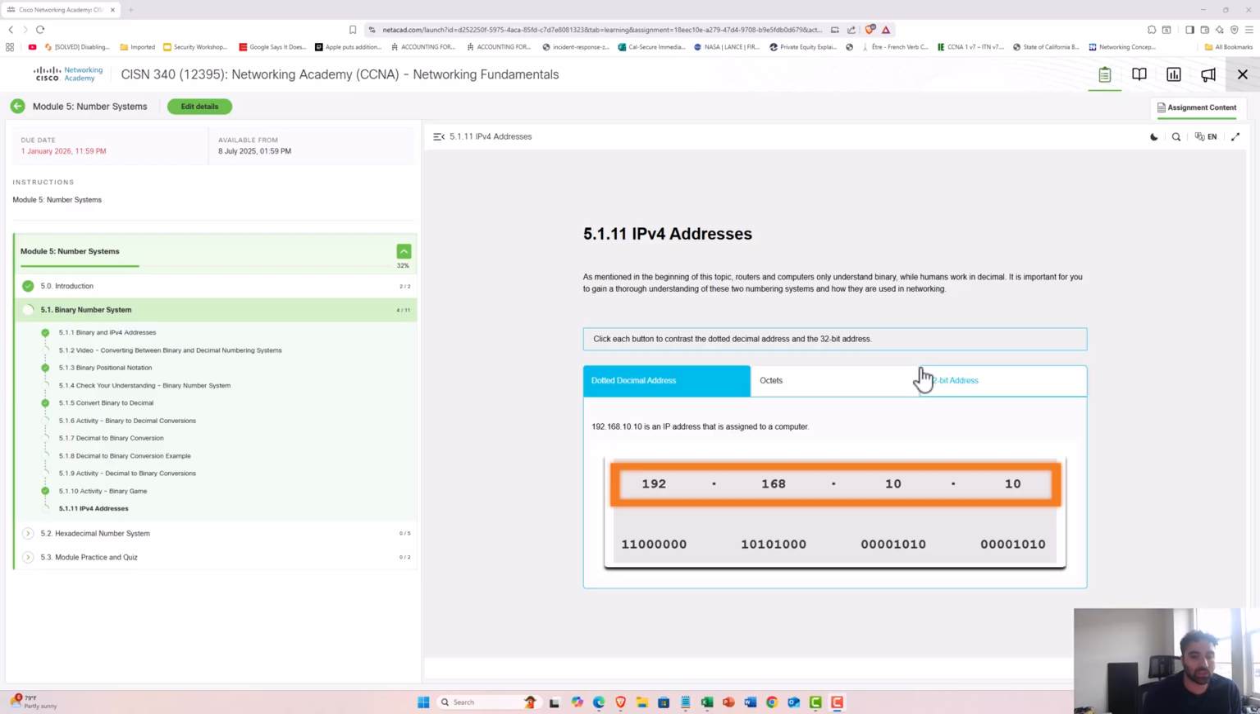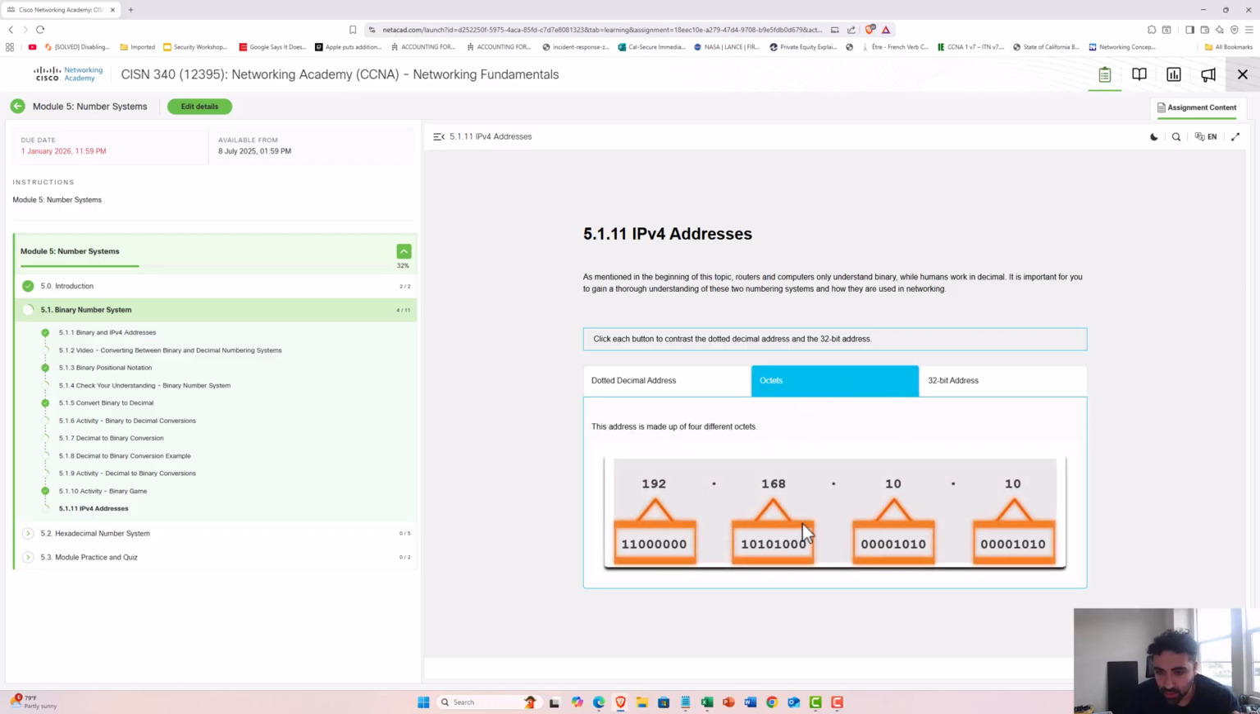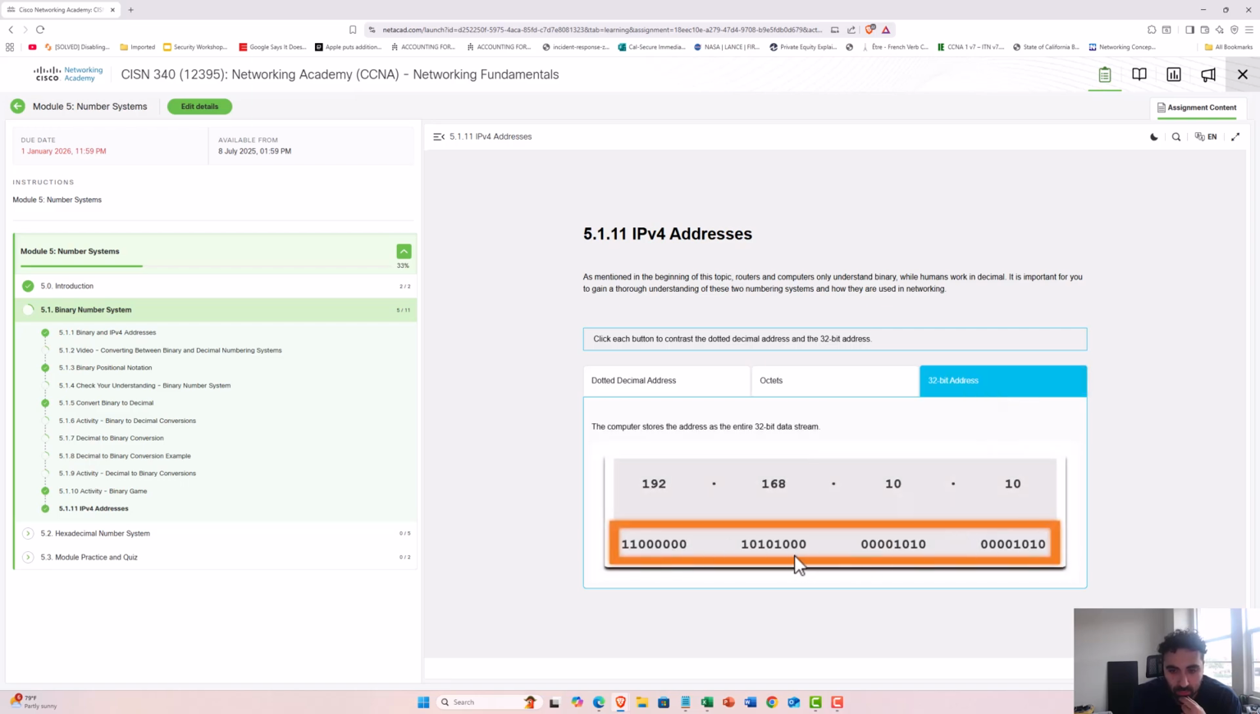Now, let's see how this relates back to binary and IPv4 addresses. Remember how I said that every IPv4 address is 4 octets, 32 bits? So what we see as an IPv4 address is the decimal version, right? We see 4 numbers separated by dots. So 192.168.10.10. If we convert that into 4 different octets and we write them in binary, you'll see that the actual value of 192.168.10.10 will look like this. So 32-bit, it will look like this. Okay?